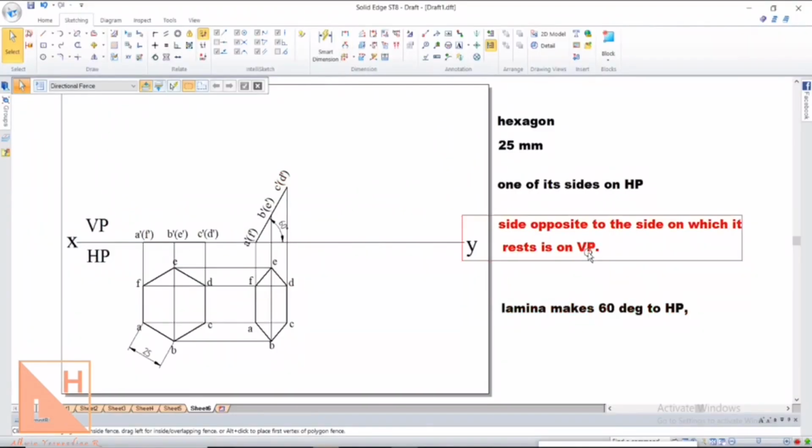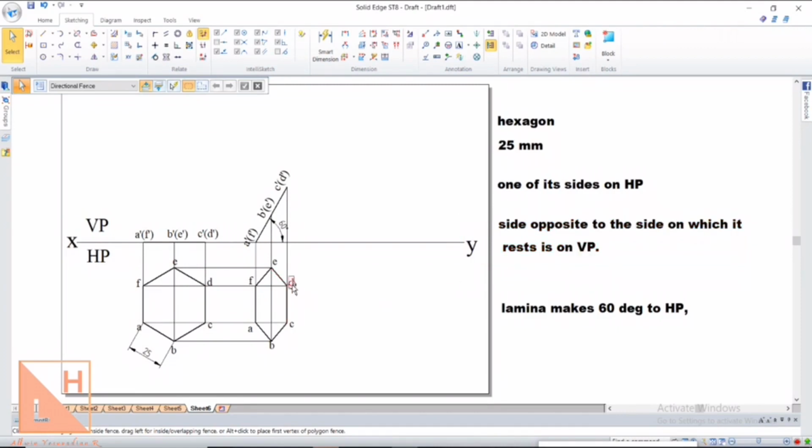Now for the third position, if you have a look at the question, we need to take the condition with VP. Because the condition with HP is already done, we'll take the condition with VP. It says that the side opposite to the side on which it rests is on VP. On VP, in the sense, we have solved a problem of a similar kind already, where it will be at 0 mm from the XY line. So this lamina is actually resting on the side that is on the left, that is A dash F dash. In the top view it is AF. So opposite to AF is CD. So the question says this side CD is on VP.